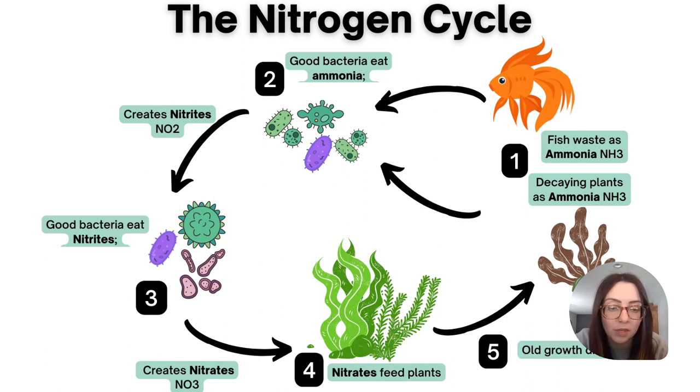But the cycle continues. Old growth will die and produce ammonia. The fish is going to continue to produce ammonia, and your bacteria will continue to convert it. So we don't have a buildup of ammonia, which is toxic to the fish and the whole environment. So there we have the nitrogen cycle.